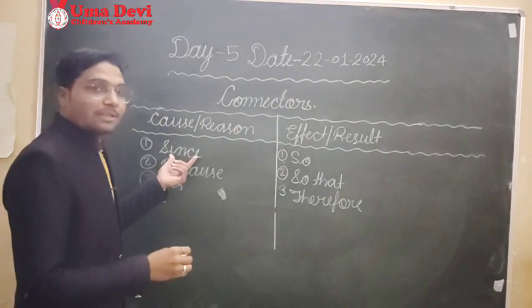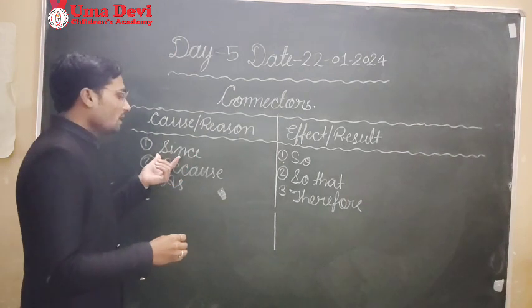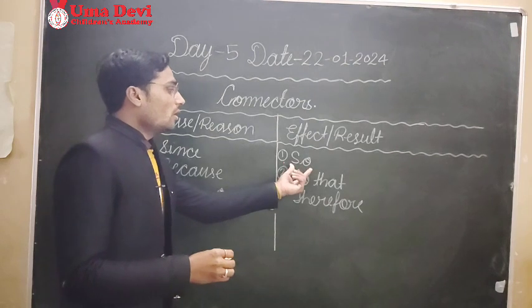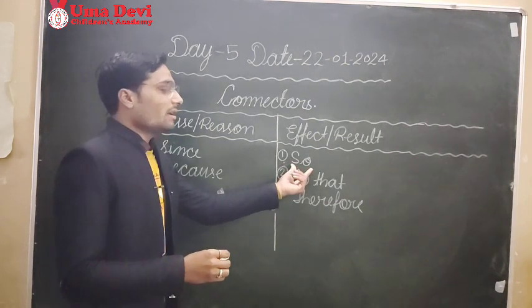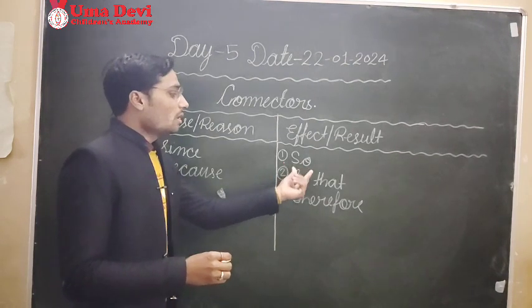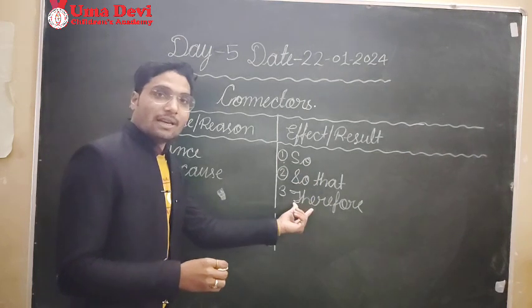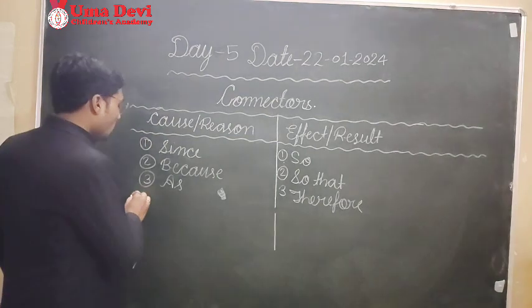So there are 3 connectors for showing cause or reason: number 1, since; number 2, because; number 3, as. And the connectors for showing effect or result are so, so that, and therefore. Let's understand through one example.